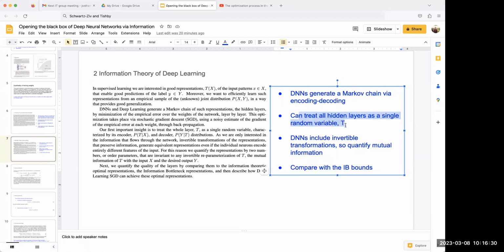They treat all the hidden layers as a single random variable t, but then again they start to break up the individual layers and try to quantify the mutual information between those individual layers with the input and target data. They point out that invertibility is an important aspect of neural networks.